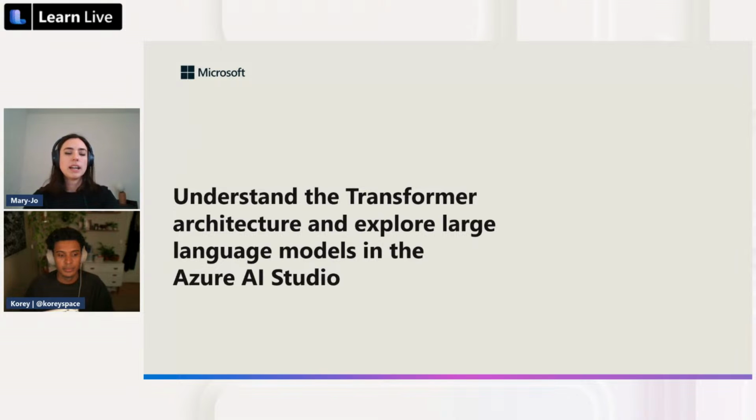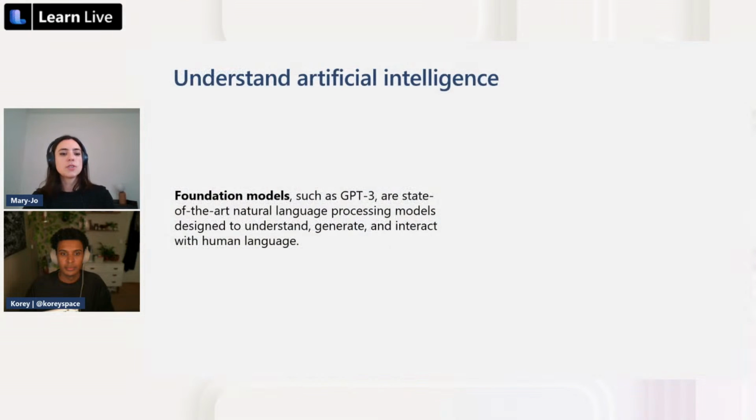to understand what we're working with. Ultimately, of course, we're working towards the transformer architecture. But before we get to that architecture, we're going to talk a little bit, like I said, about the history and, I would say, the context of the foundation models. So whenever we talk about foundation models, which, for example, can be GPT-3 or GPT-4, we're talking about these state-of-the-art natural language processing models that are really designed to understand, generate, and interact with human language.